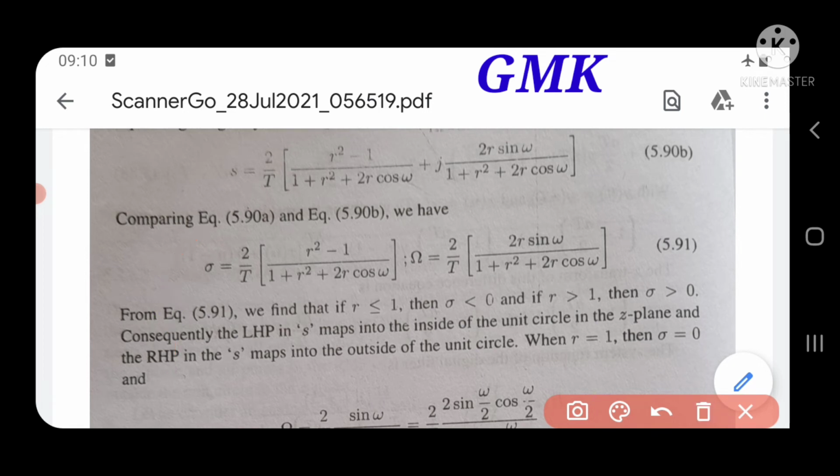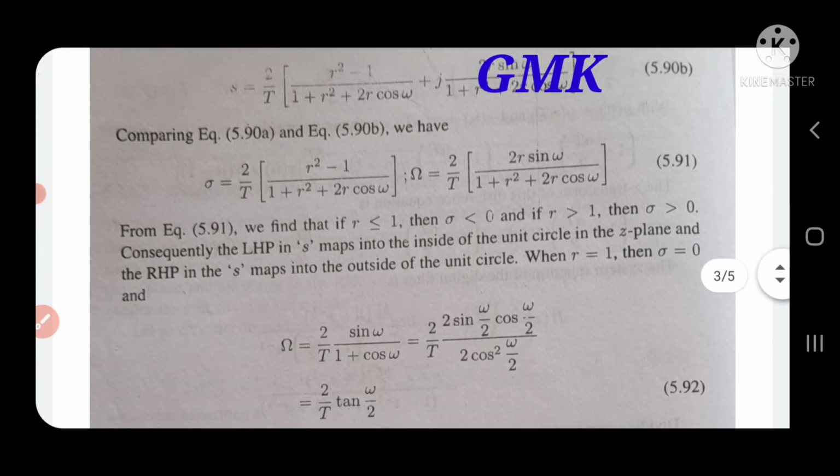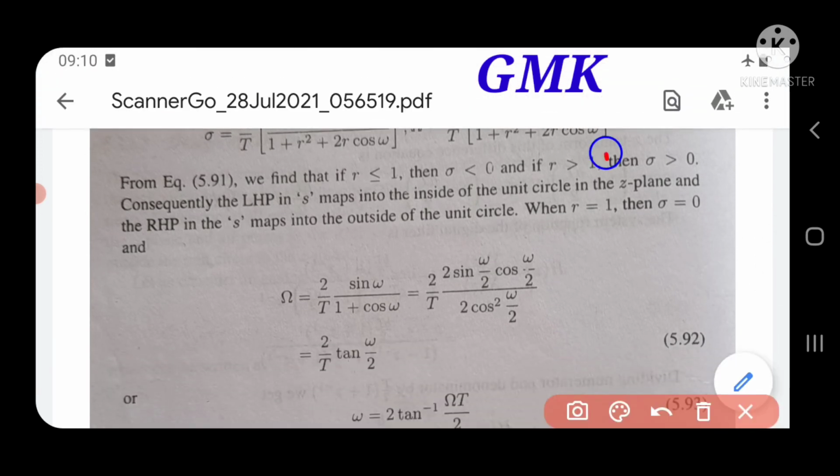When the r value is less than 1, the sigma value is less than 0. If the r value is greater than 1, the sigma value is greater than 0. By taking those two conditions, the poles in the left-hand side of the jω plane are directly mapped inside the unit circle, because r less than 1 means inside the unit circle, and if r is greater than 1 it is outside the unit circle. So LHS poles are mapped inside the unit circle and RHS poles are mapped outside the unit circle in the corresponding Z plane. That is the scenario.